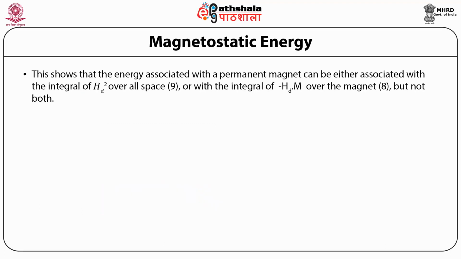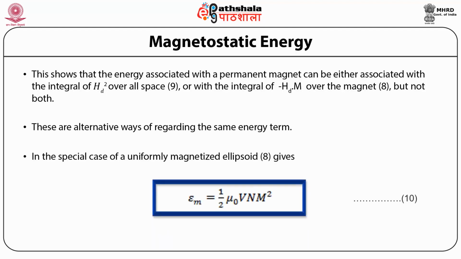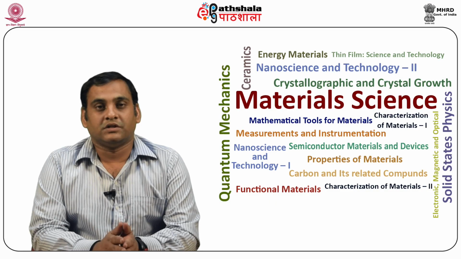This shows that the energy associated with a permanent magnet can be either associated with the integral of H_d squared over all space or with the integral of minus H_d dot M over the magnet, but not both. These are alternative ways of regarding the same energy term. In the special case of a uniformly magnetized ellipsoid, this gives epsilon_m equal to half of mu_0 V N M squared, which is the same as the energy plotted in figure 3.